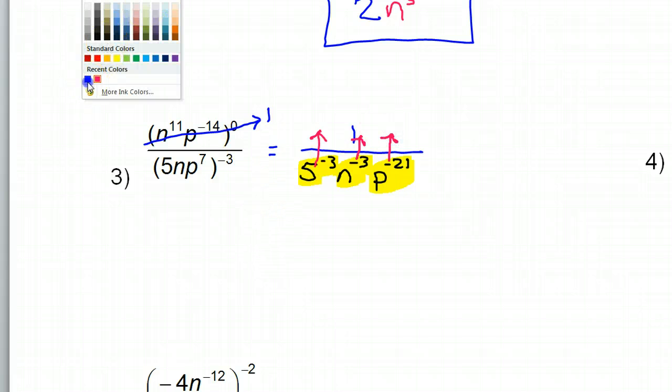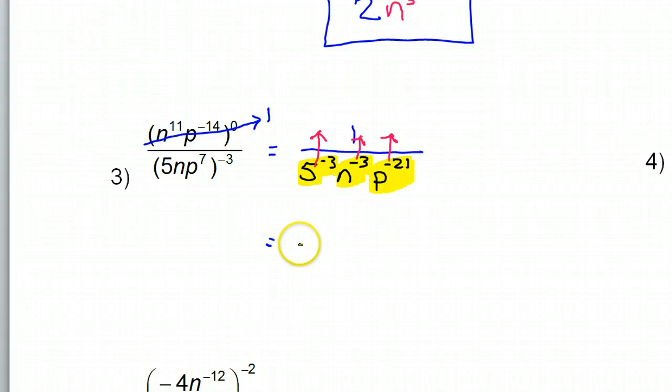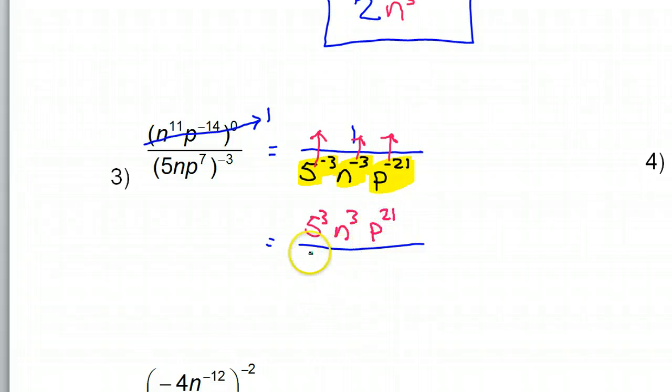Now if we do that, say there's my fraction line, then when this moves up, it's going to become 5 to the positive 3 power, and this will be n to the positive 3 power, and this will be p to the positive 21 power. Now everything's up. Now when everything's up, we don't need a 1 down here or anything, so really we don't need the fraction bar anymore. So this is what we have so far.